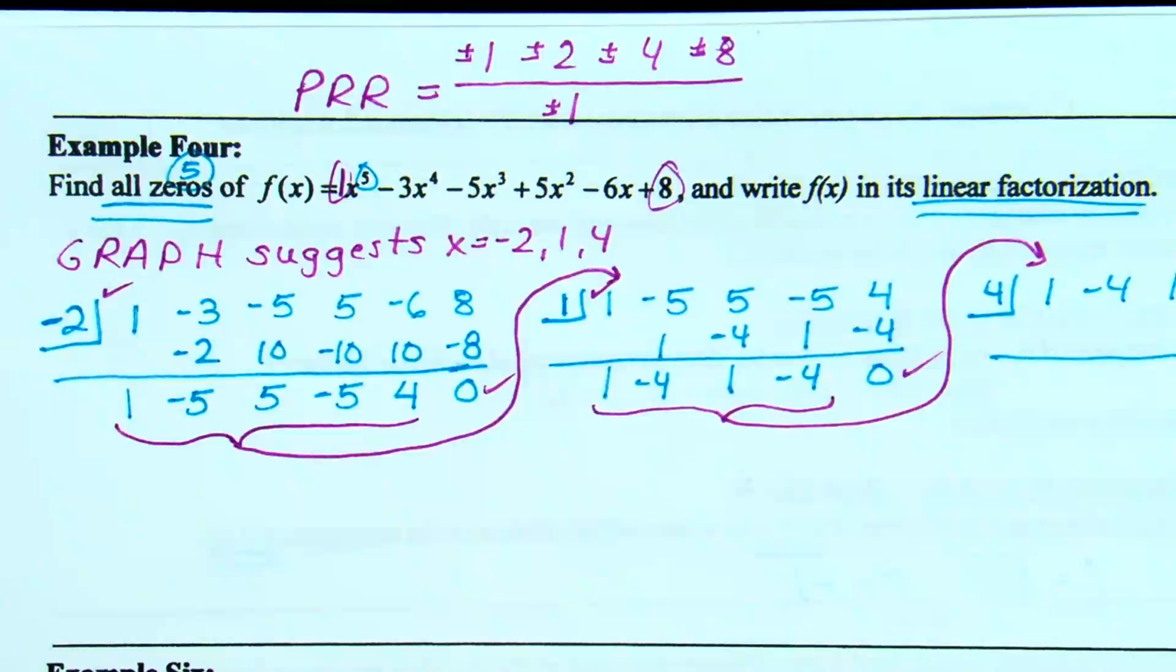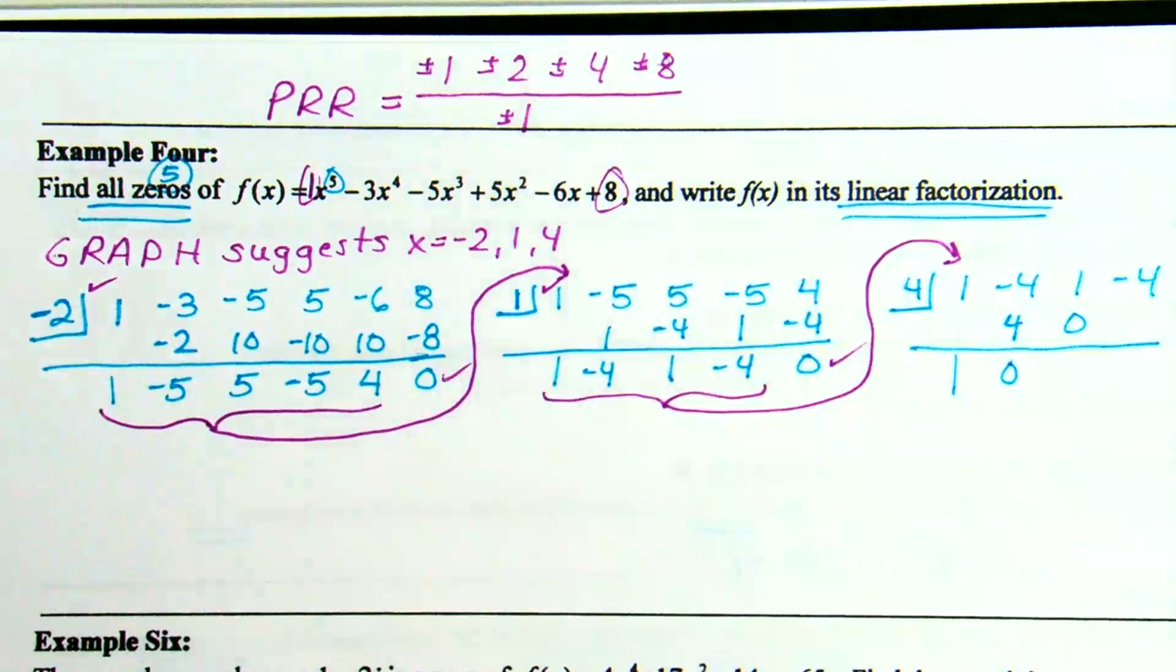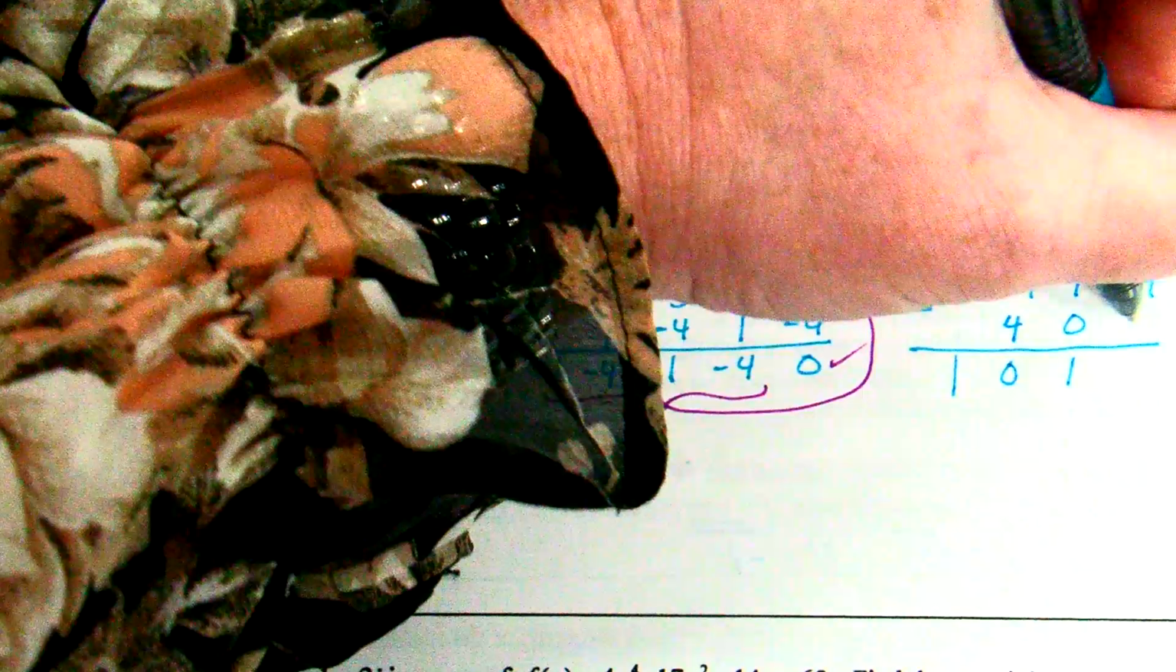Okay. Bring down the 1. 4 times 1 is 4. Negative 4 plus 4 is 0. 4 times 0 is 0. 1 plus 0 is 1. 4 times 1 is 4. Negative 4 plus 4 is 0. Again, remainder of 0. That means 4 works.